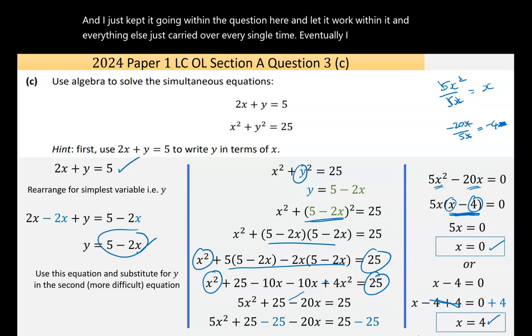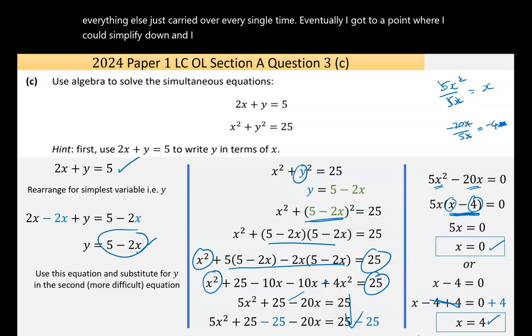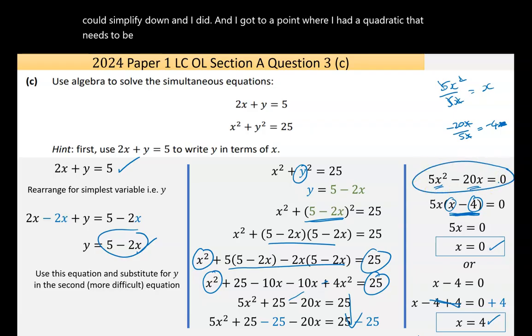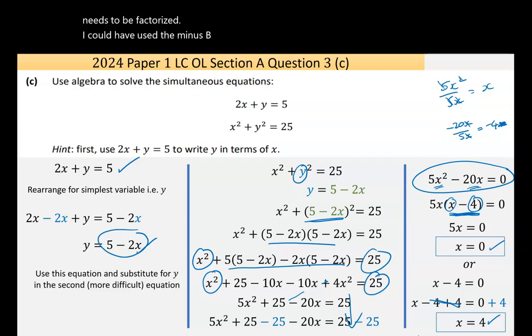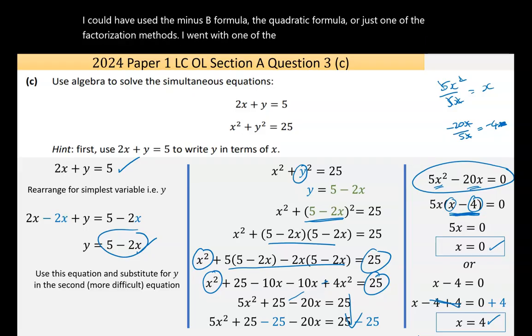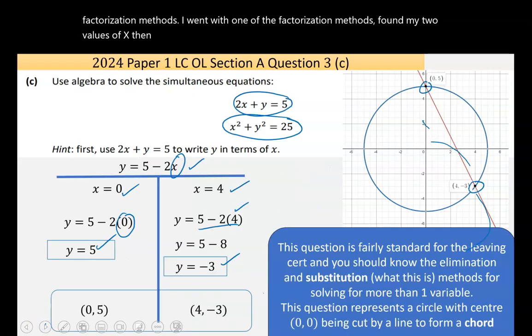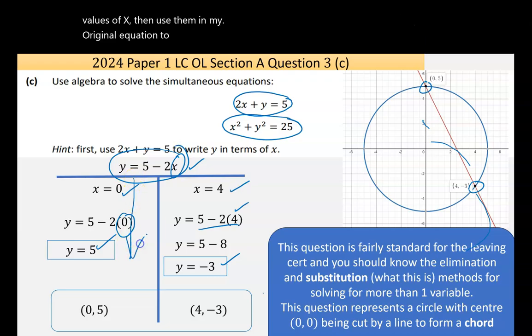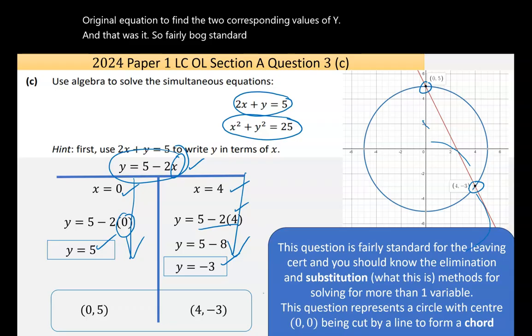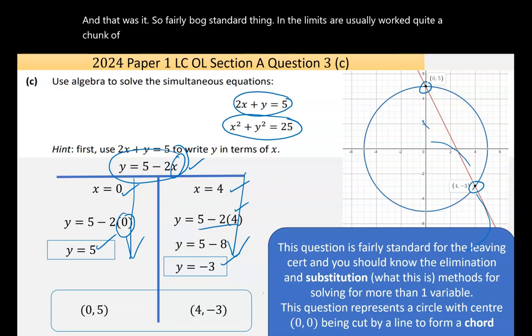Eventually I got to a point where I could simplify down, and I did, okay, and I got to a point where I had a quadratic that needed to be factorized. I could have used the minus b formula, the quadratic formula, or just one of the factorization methods. I went with one of the factorization methods, found my two values of x, then used them in my original equation to find the two corresponding values of y. And that was it. So fairly bog standard thing in the Leaving Cert, usually worth quite a chunk of marks, can come up multiple times.